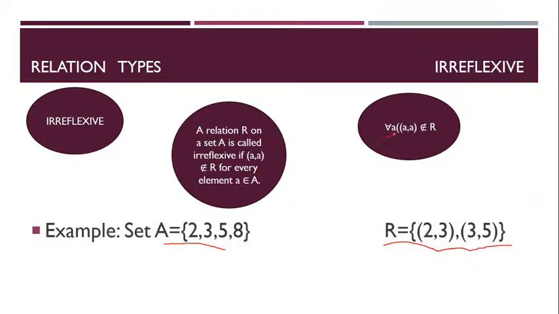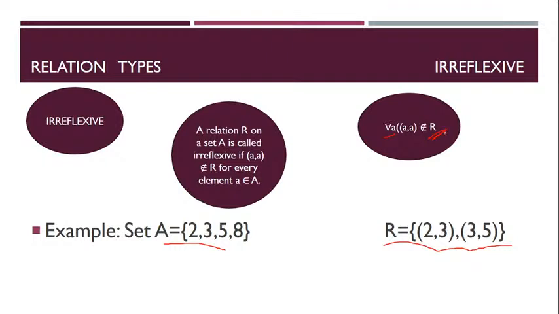So irreflexive relation means no self loop should be there, and that's why you can notice that it is written for all a. So whichever a is there within the set A, (a,a) must not be there in the relation R. Fine. So reflexive, all the self loops must be there, and irreflexive is just the reverse, that is, no self loop must be there.